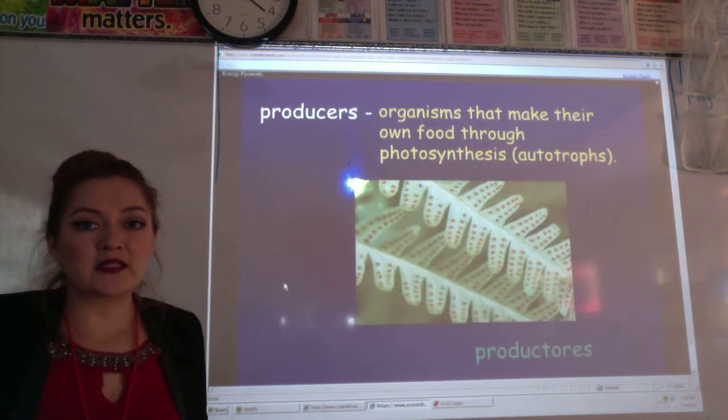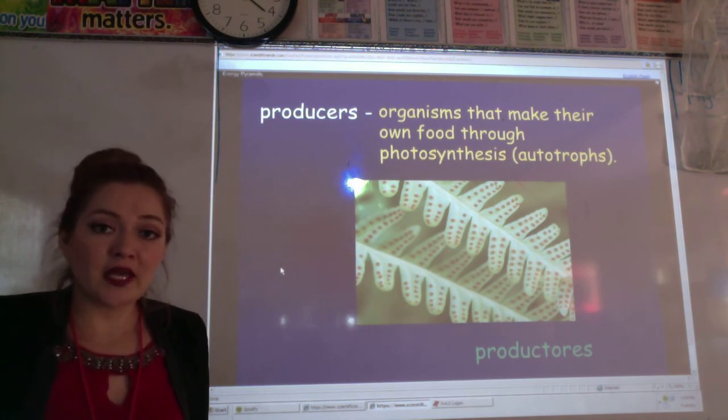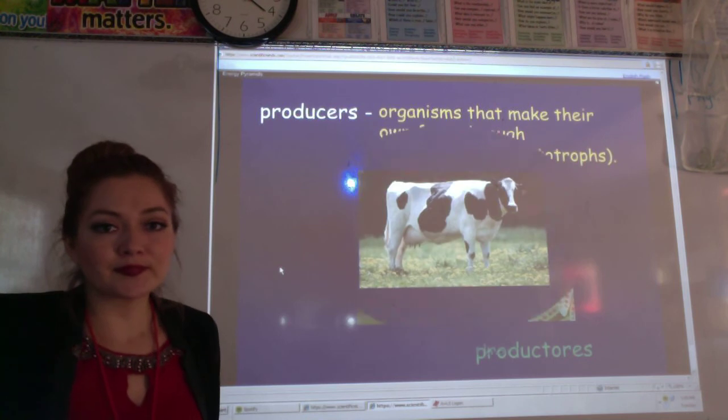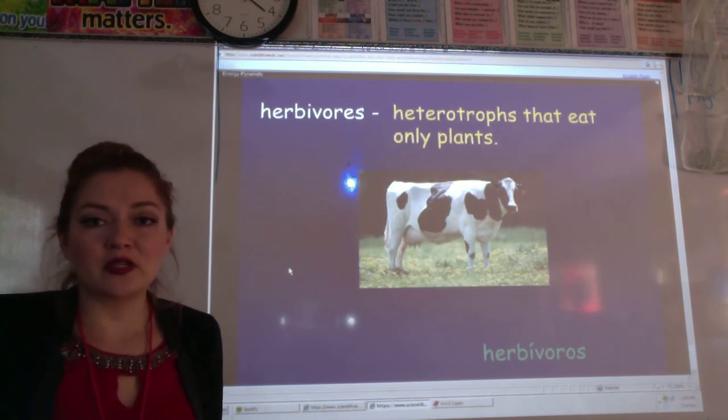Producers, productores: organisms that make their own food through photosynthesis. Another word or a synonym for that is autotrophs. Herbivores, here's a picture of a cow. Heterotrophs that eat only plants.